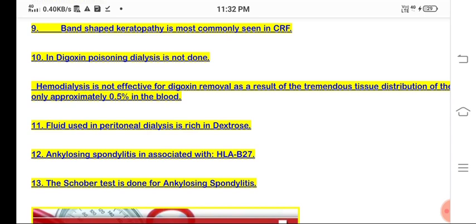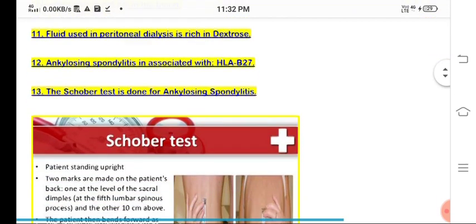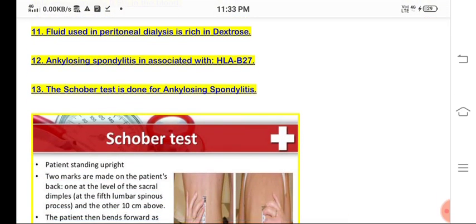In digoxin poisoning, dialysis is not needed, because digoxin is tremendously distributed in tissues, and that is why hemodialysis is not effective for digoxin removal. So in digoxin, dialysis is not done. So among the four options in which hemodialysis will not be effective in poisoning, the answer will be digoxin. Fluid used in peritoneal dialysis is rich in dextrose.